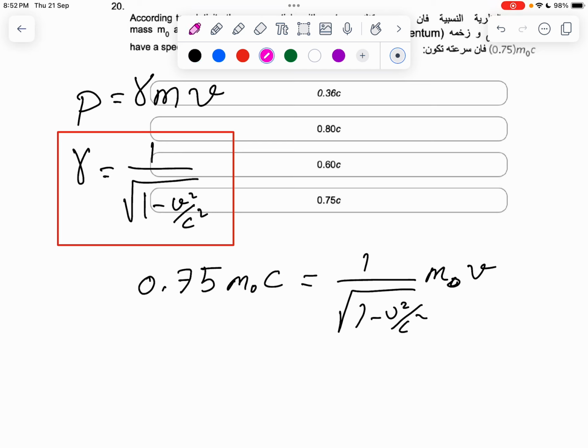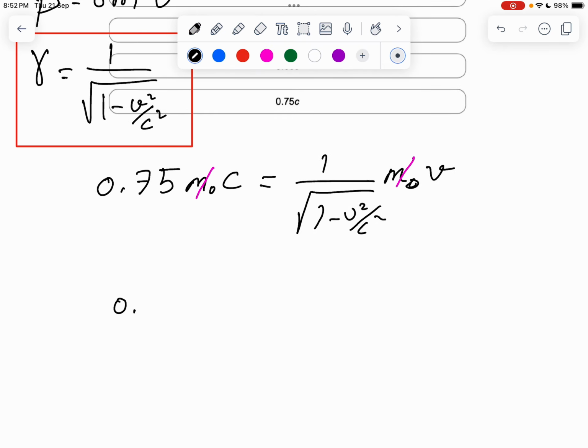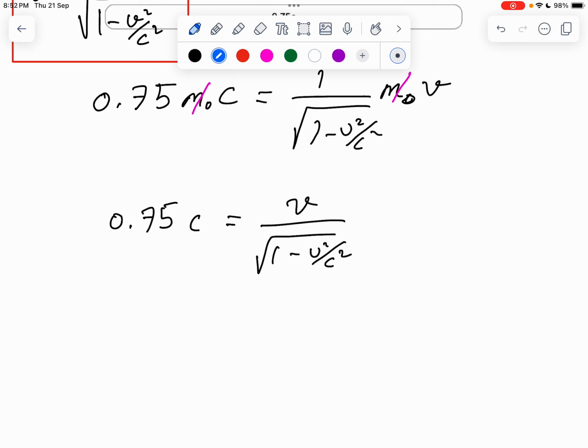So m0 and m0 are going to cancel, and we'll have 0.75c equals v over square root of 1 minus v squared over c squared. Let's remove the square root. So I'm going to square both sides. Then you'll have 0.75 squared. Use your calculator to find the answer, and you will get 0.5625, so 0.5625 c squared.